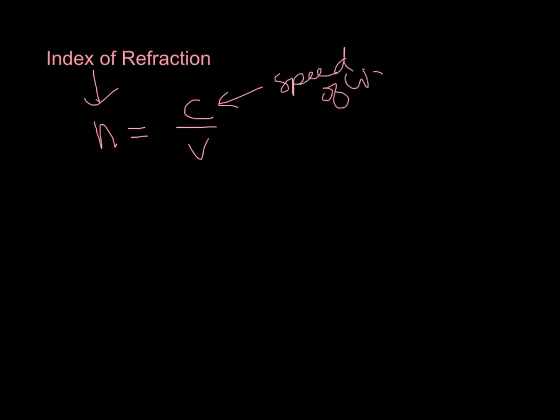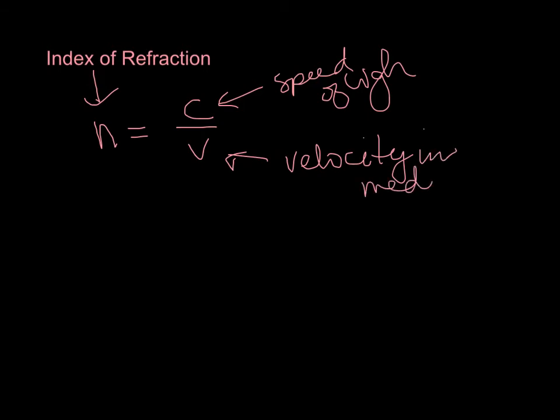And so to calculate the index of refraction, we do this. The index of refraction is n. c is the speed of light, and nothing can go faster than the speed of light. So whatever velocity we get down here, v, is the velocity in the medium. So the light's going to slow down and it's going to go at a different speed in the medium. But it's this index of refraction here that we're really going to focus on.